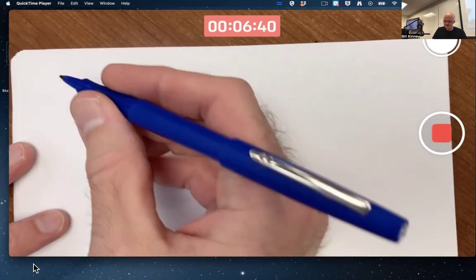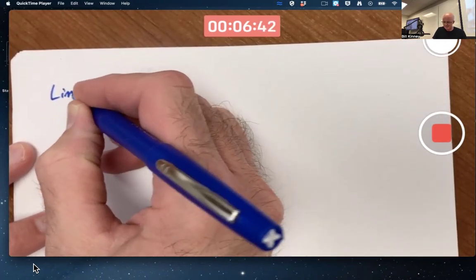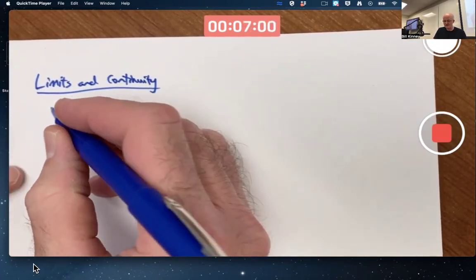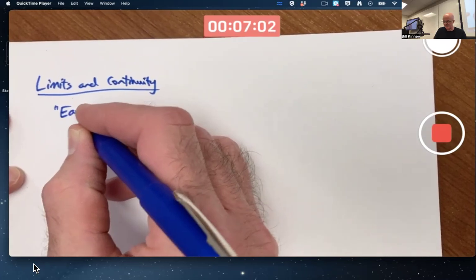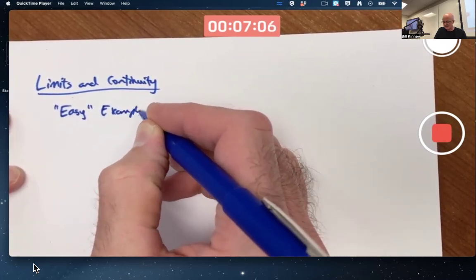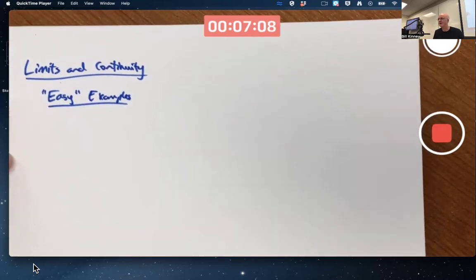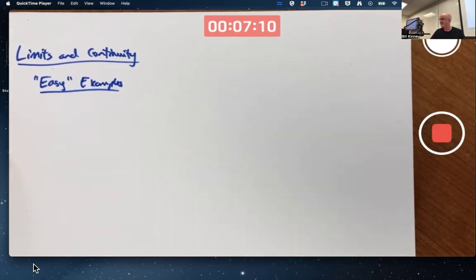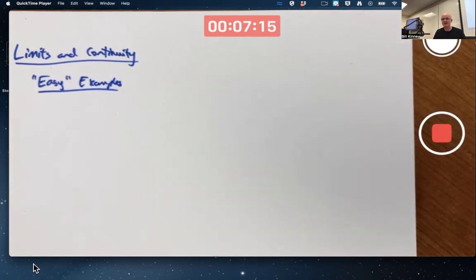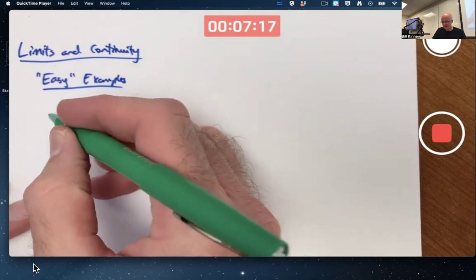Today we're doing limits and continuity in multivariable calculus. And we can start with some relatively easy examples just to kind of get warmed up. I'm labeling these easy, but limits in reality are almost never easy. They look scary if nothing else. We could start with a problem like this.